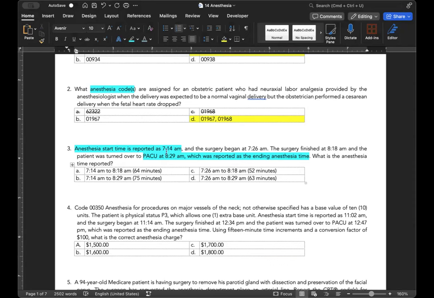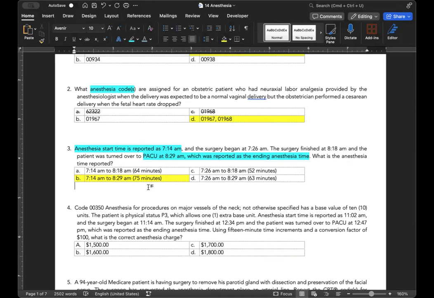Okay. So our start time is 7:14, end time is 8:29. So then we just have to make sure we read our options very carefully because you can see that there's a bunch of different ones here. So 7:14 is our start time, and then 8:29 is our end. So that gives us a total of 75 minutes.